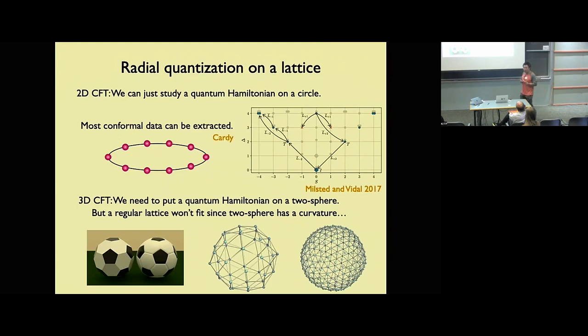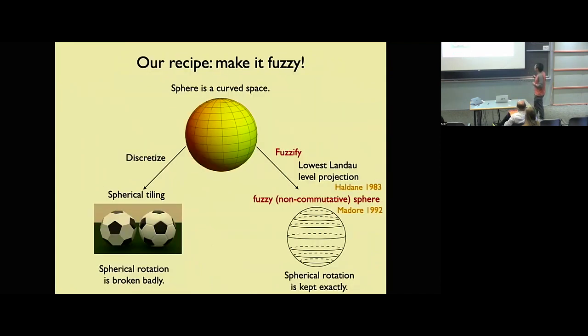But for 3D, the situation just becomes much harder because a regular lattice won't fit a sphere. Okay, and then our recipe is to consider what people call the fuzzy sphere, which in condensed matter physics is nothing but considering quantum Hall physics on a sphere and projecting it to the lowest Landau level, and that was originally studied by Duncan Haldane several decades ago. In this talk, I will just take this perspective, but let me mention that there is a very interesting story behind it, like the relation between this fuzzy sphere, or more generally non-commutative geometry, and quantum field theories. Our story may also have some indications along that very interesting direction, but in this talk, I will not really go through any details for that.